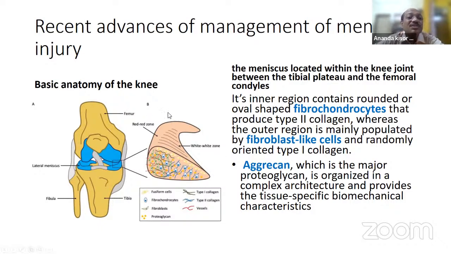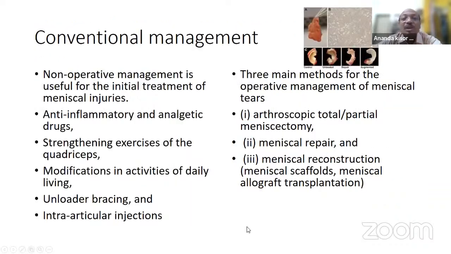Now, what is the basic structure of the meniscus? So you have to write it down in this manner. This is also again its schematic diagram. The meniscus is a specialized structure where the central part contains the fibrochondrocytes, while the peripheral part contains fibroblast-like cells. And also in the matrix, the most important structure is aggrecan, which is a major proteoglycan. So everything has to be replicated with the help of this technology.